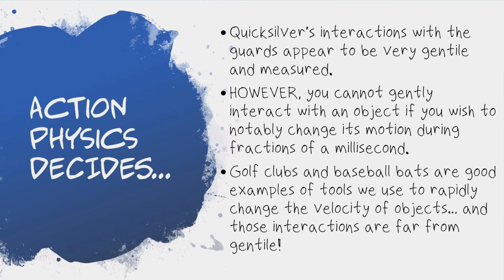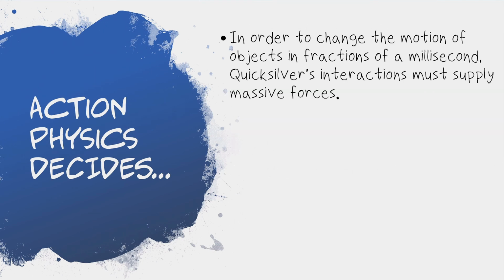Golf clubs and baseball bats. If you watch any of the slow-mo clips of those interactions, it may look very soft and gentle as the thing is folding out at very, very slow speed, but play it at regular speed, and those are violent, sudden interactions. So I think really what it comes down to is that if you're going to notably change the motion of a massive object in a fraction of a millisecond, as Quicksilver does, he must supply massive forces.